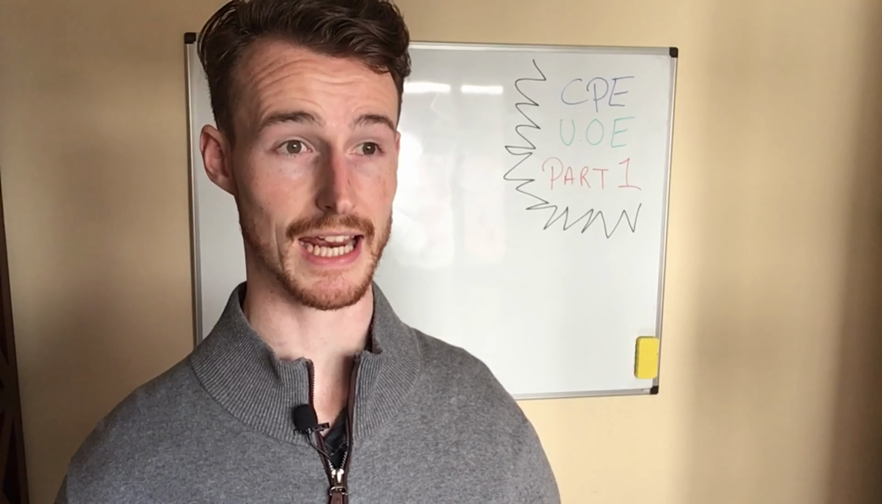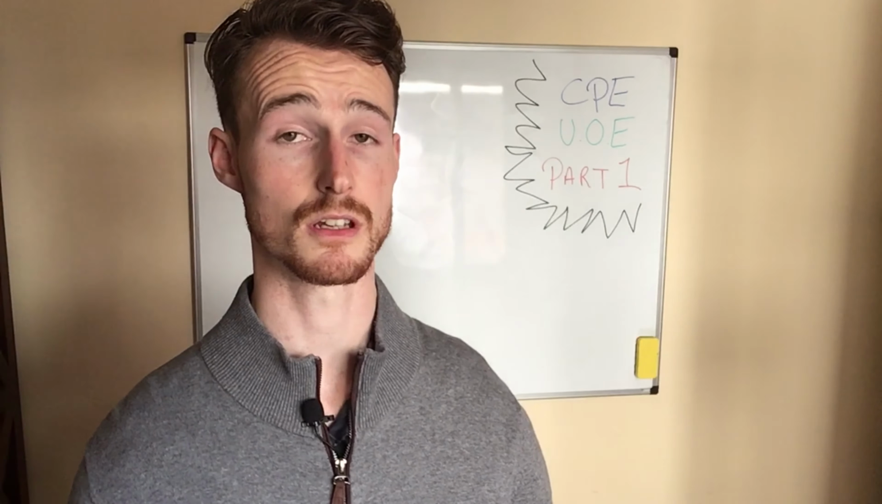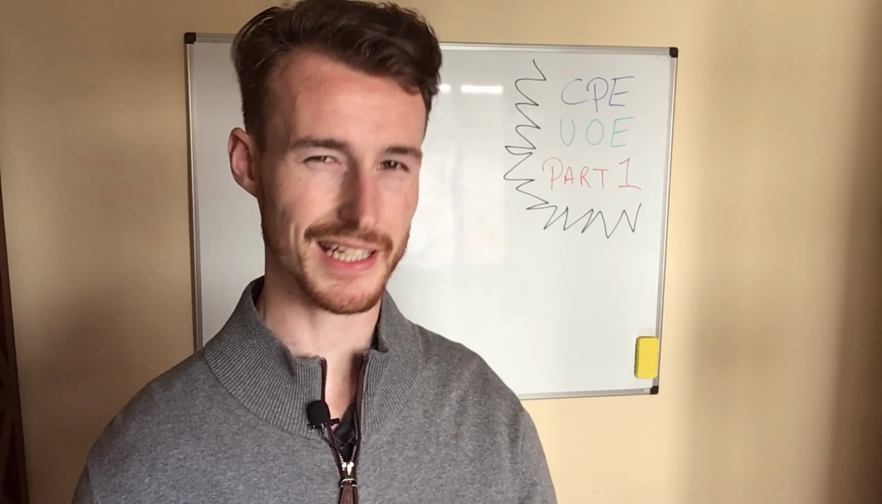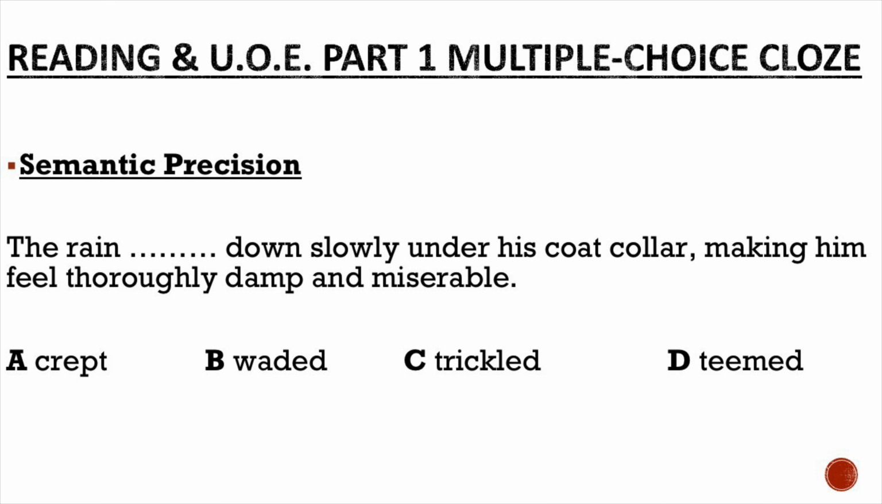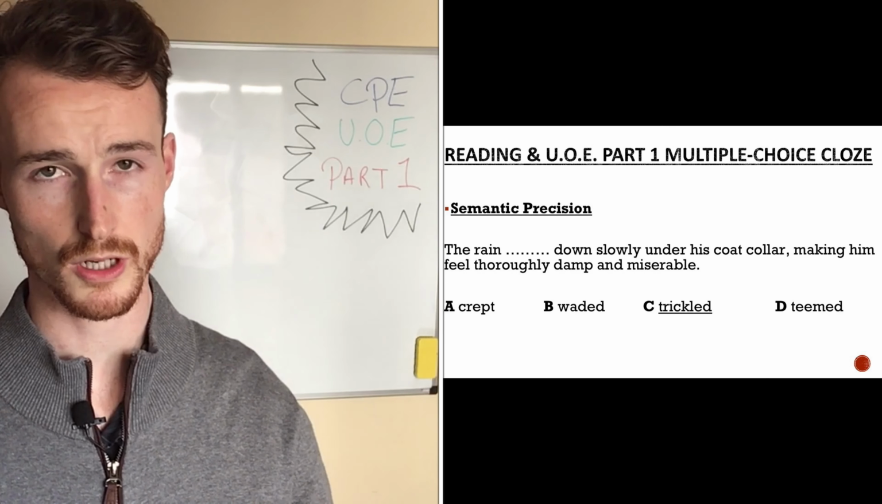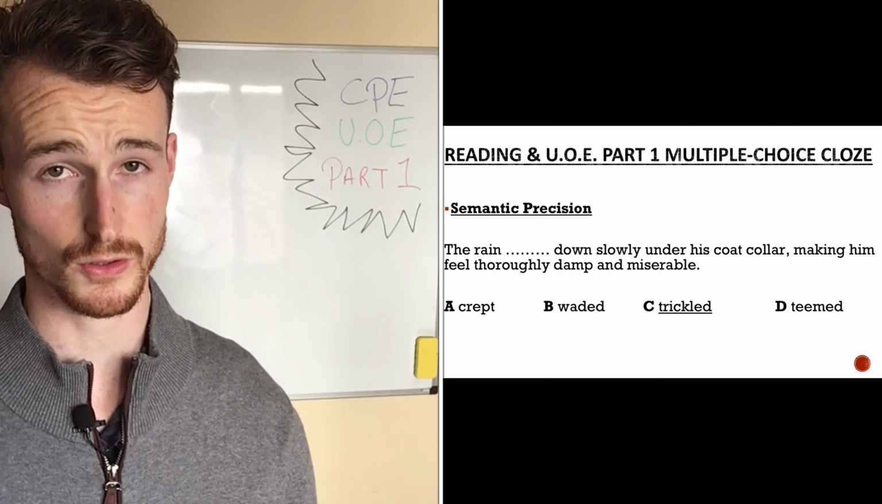Finally, we have this technical term, semantic precision. So basically the meaning or understanding of the word, especially in context. The rain crept, waded, trickled, or teemed down slowly under his coat collar, making him feel thoroughly damp and miserable. The answer is C. Trickled is the only word here which refers to the movement of water.